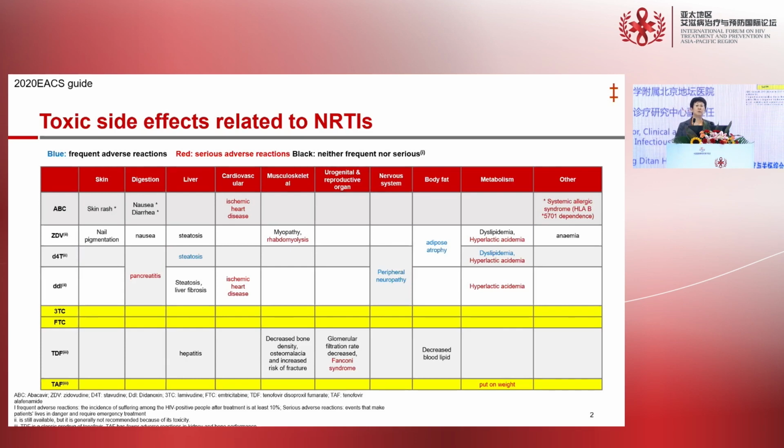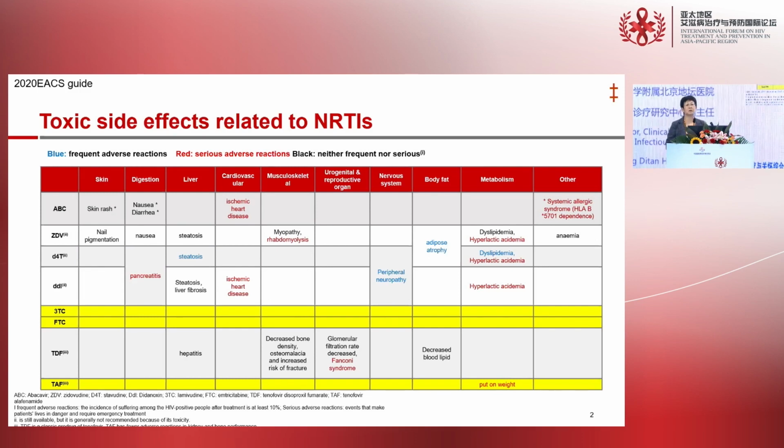So ABC is okay for pregnant women, and it's also an alternative for patients who are not suitable for TDF. However, it has some side effect of allergy. And for D4T, D4T has been faded out of the stage. And the third drug is TDF. TDF is widely used in the market.